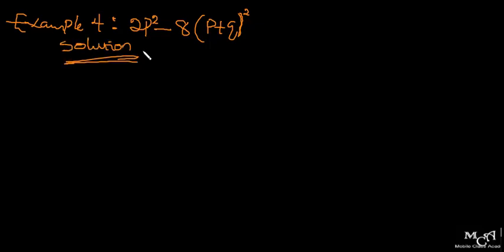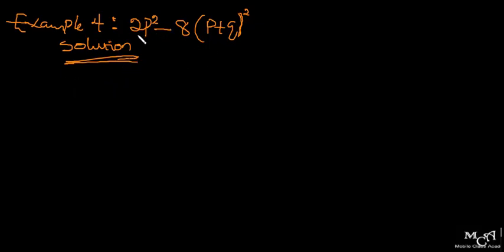What is our example 4? 2p squared minus 8 bracket p plus q squared. Are you with me? So how do we solve this problem? Let us break this down. This approach is similar to the third example we just finished now.